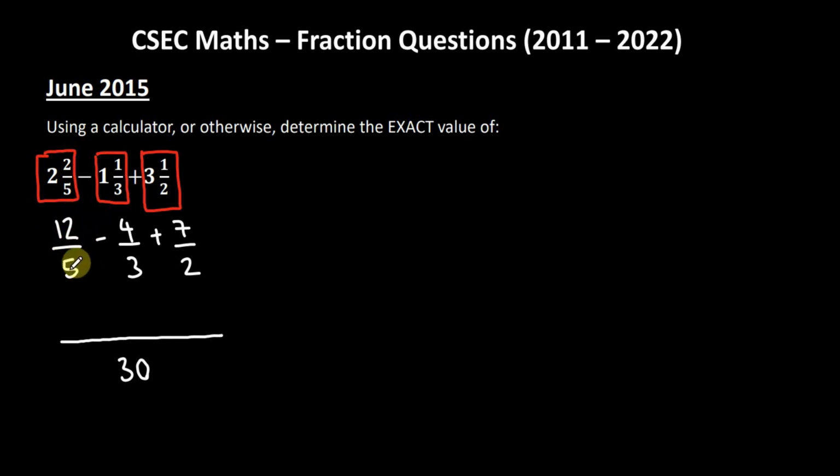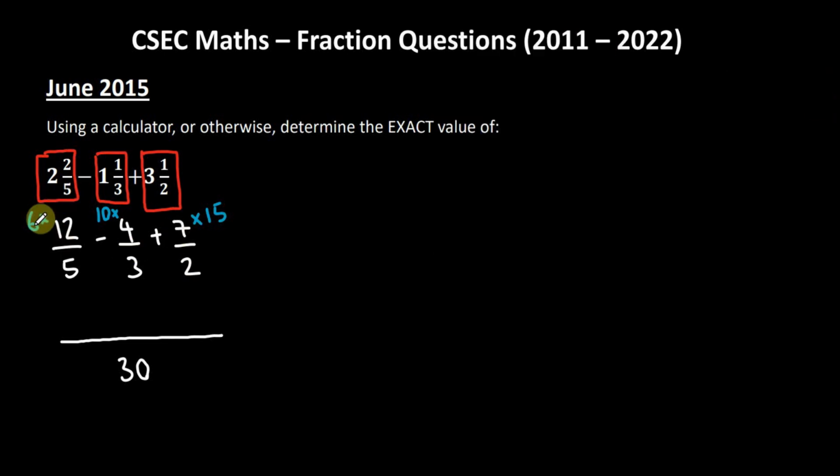So 5 into 30 goes 6 times. So I'm going to use that 6 to multiply the corresponding numerator for the 5. 3 into 30 goes 10 times. So I'm going to use that 10 to multiply the corresponding numerator for the 3. 2 into 30 goes 15 times. So I'm going to use that 15 to multiply the corresponding numerator for the 2 right there.